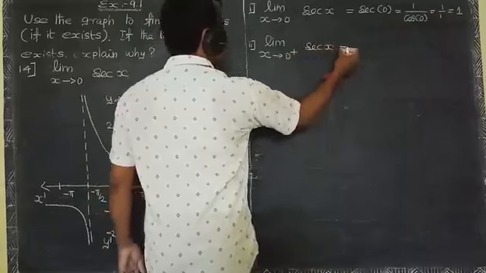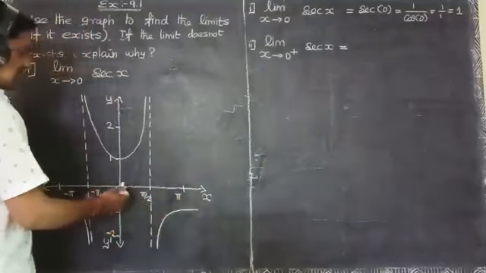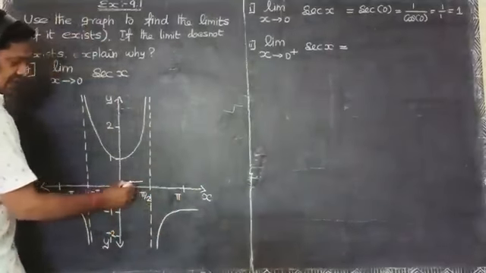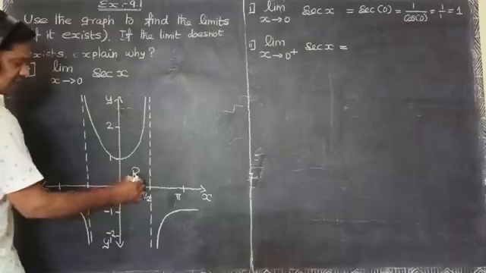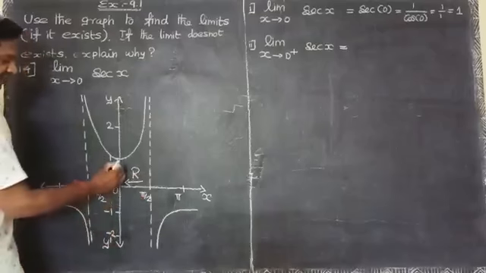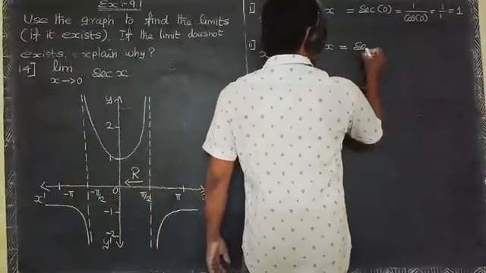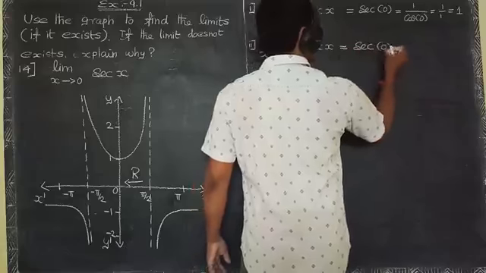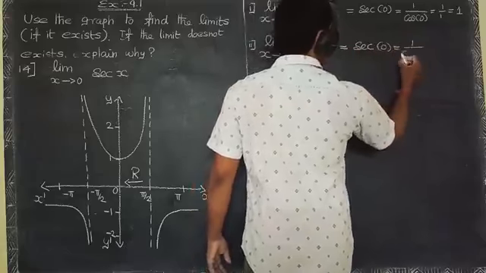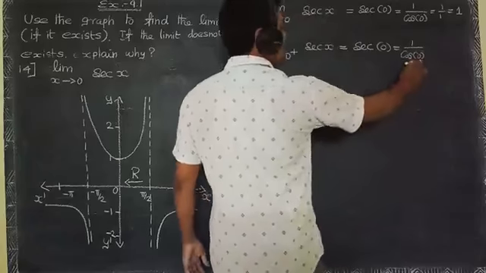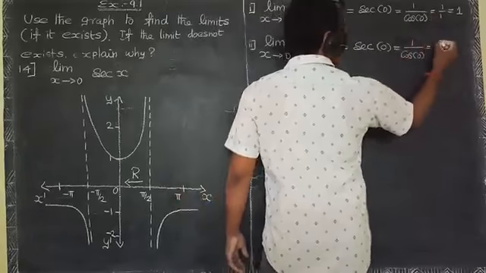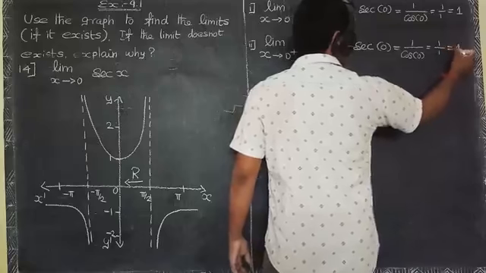In the second one, limit as x approaches 0 plus of secant x. X approaches 0 plus means from the right side. Here secant 0 can be written as 1 divided by cos 0. The value of cos 0 is 1. That is 1 divided by 1, which is equal to 1.